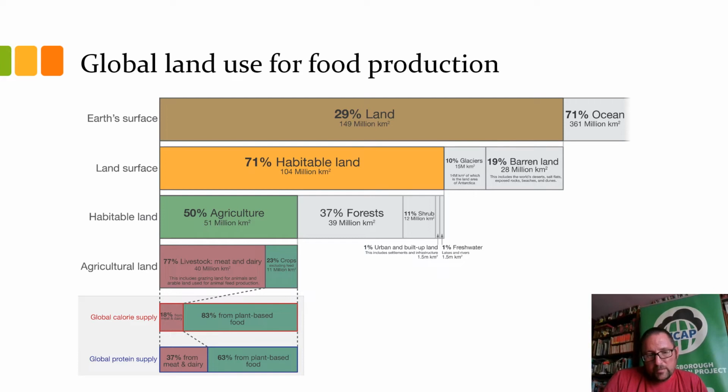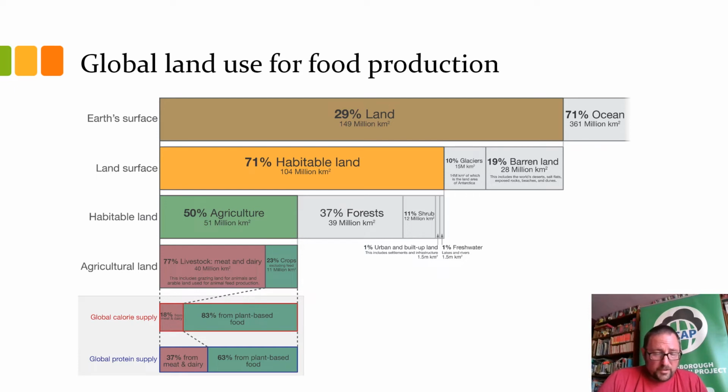But looking at that 50% used by agriculture, 77% of that 50% is being used by or for livestock, meats and dairy. And that includes the amount of land that's actually used to grow food for that livestock. That only leaves 23% for crops. So if you look at the calorific supply based on that, 83% of our calories come from plant-based food, from the 23% that's used for crops.